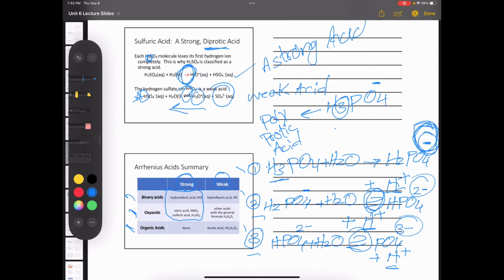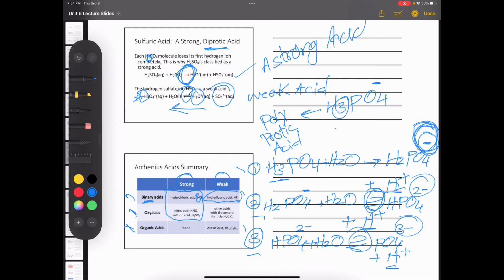So for binary acids, we have HCl, which is considered a strong acid, or we have hydrofluoric acid, also a binary acid, but it is considered a weak acid. The reason why we call it binary is because you have only a single hydrogen here to lose and behave as an acid.